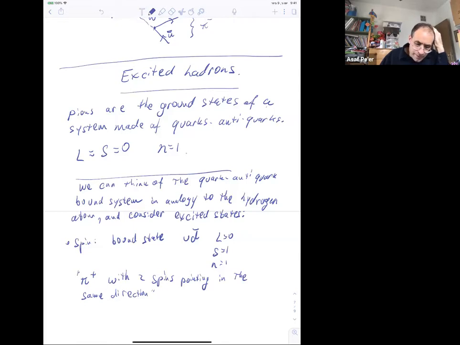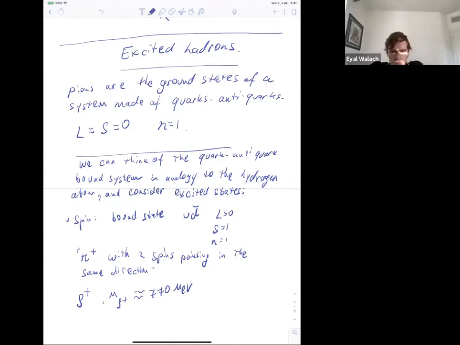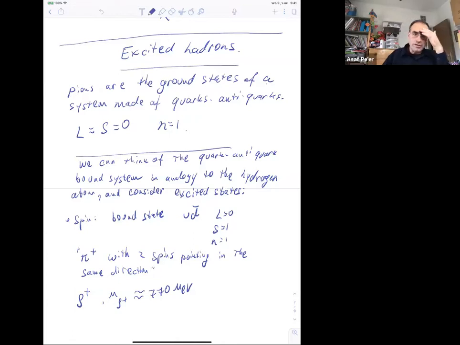Right? But this is really a different particle, with a different mass. The different particle is called the rho. This is the rho plus. And the mass is much heavier than that of the pion. It's 770 MeV. Right? So the rho plus particle is made of the same basic quarks as that of the pion, but both spins are in the same direction.